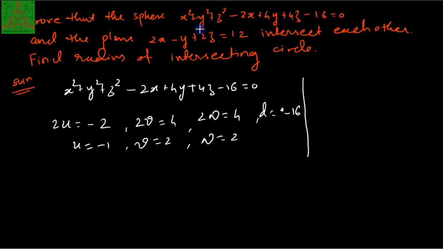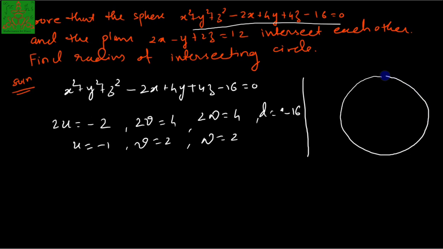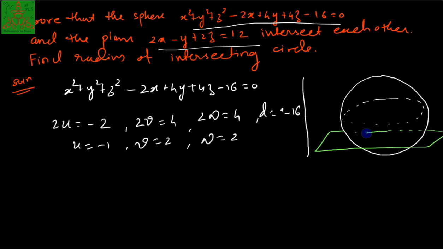And what is the situation given here? There is one sphere, and we have to prove that this sphere is intersecting this plane. That means there is one plane here, and the sphere and this plane are intersecting each other. We need to find this intersecting circle, since we know that the intersection between a sphere and a plane gives you a circle. What is the radius of this circle? That we need to calculate.